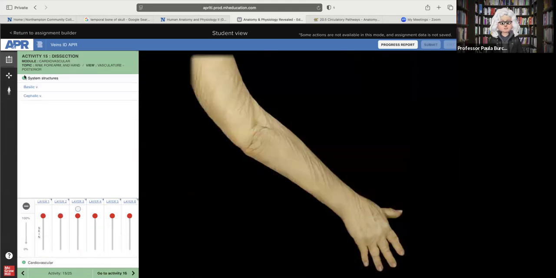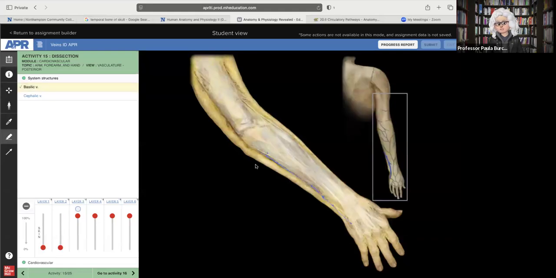Again, we're looking at the forearm here. Remember, we're looking at the dorsum here. So if you're looking at the back side, remember in anatomical position, the pinky is going to be medial and the basilic is medial. And then the thumb is going to be lateral, and that's where the cephalic will be.